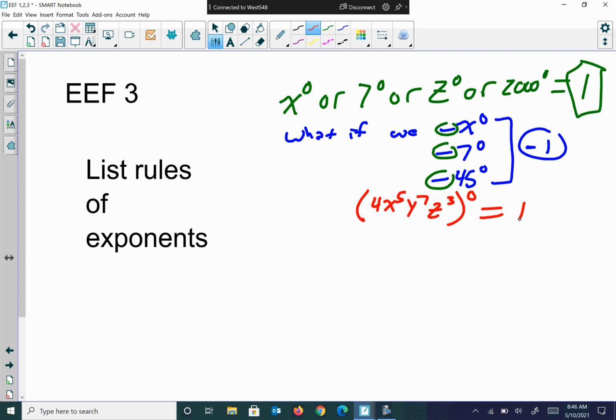I can't remember. But if I have a whole quantity raised to the 0 power, the whole thing's going to be 1. In fact, I think the one on the test is like 685 x to the negative 2, y to the 5th, z to the negative 200, all raised to the 0. Because the whole thing is grouped together, this whole answer comes out to 1. Okay?